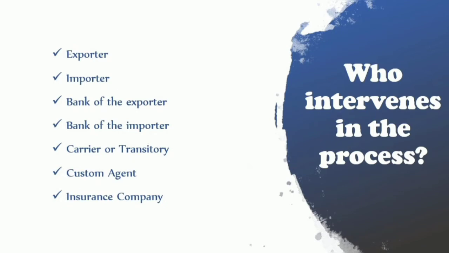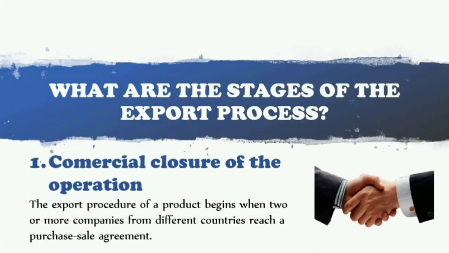Who intervenes in the process? The actors who intervene are the exporter, the importer, the bank of the exporter, the bank of the importer, the carrier or transitory, the customs agent, and the insurance company. What are the stages of the export process? The stages of the export process are as follows.